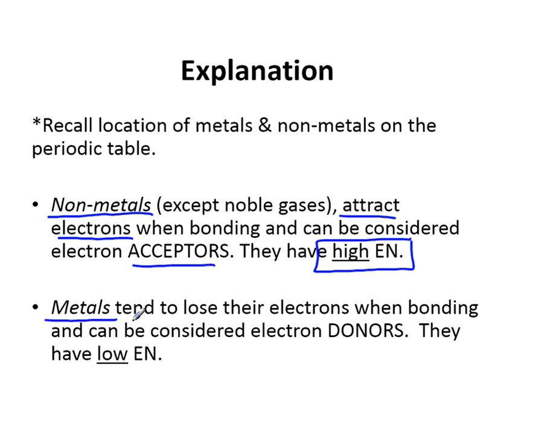Metals do the opposite. They tend to lose their electrons when bonding, so they give them away, or sometimes they're called electron donors. They are the ones with lower electronegativity values.